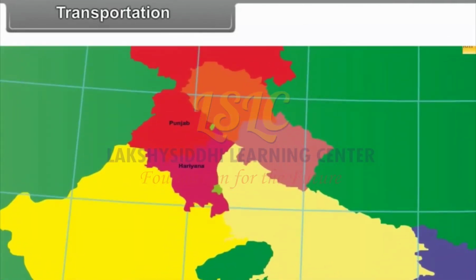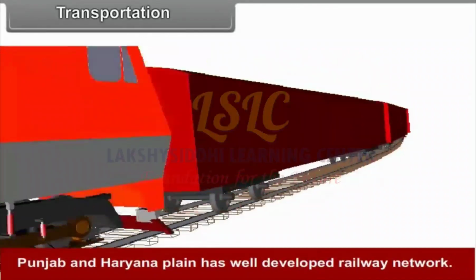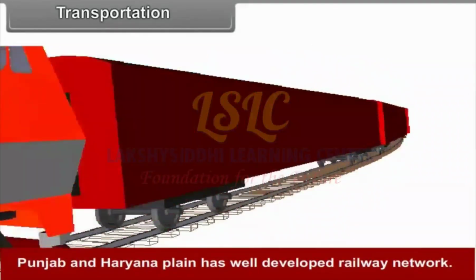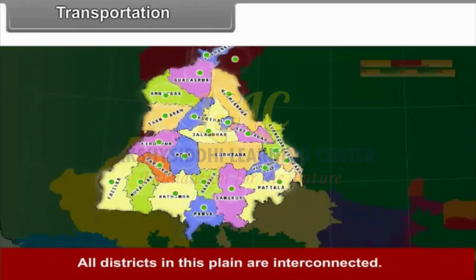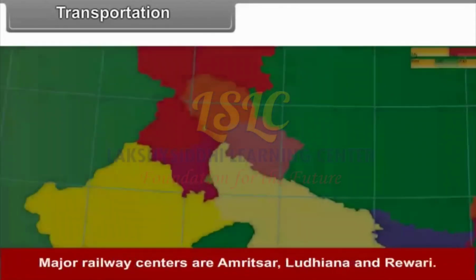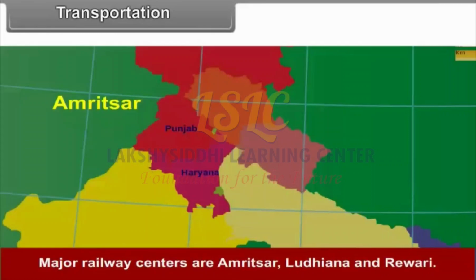Transportation. Punjab and Haryana plain has a well-developed railway network. All districts in this plain are interconnected. Major railway centers are Amritsar, Ludhiana and Rewari.